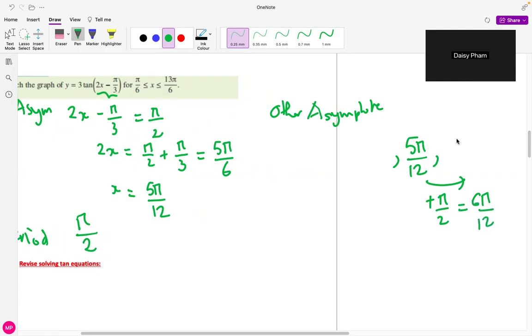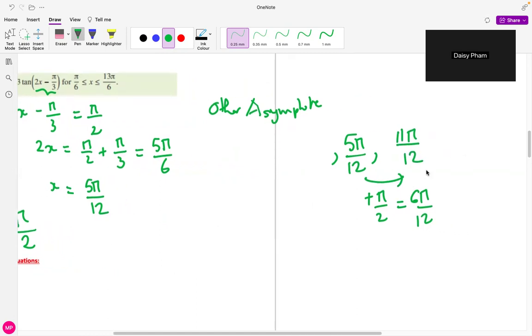5π/12 plus 6π/12 is 11π/12. Okay, and then keep going. 11π/12 plus another 6π/12. If you do the same thing, 6π/12 gives me 17π/12. So how do I know when to stop?